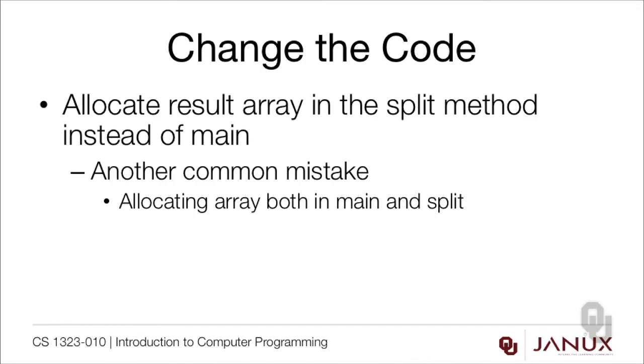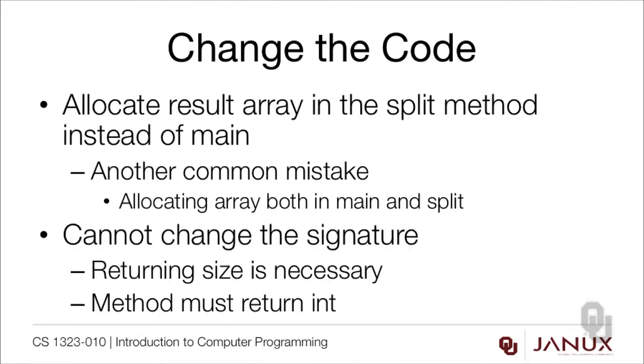What we're going to do is allocate the result array in the split method instead of in the main. Now another common mistake I see is allocating the array both in main and split. That's kind of bad because at that point it can be very confusing to know which array is which.